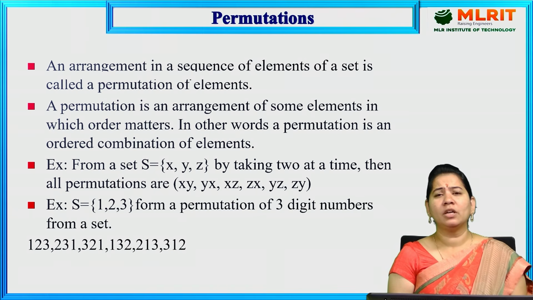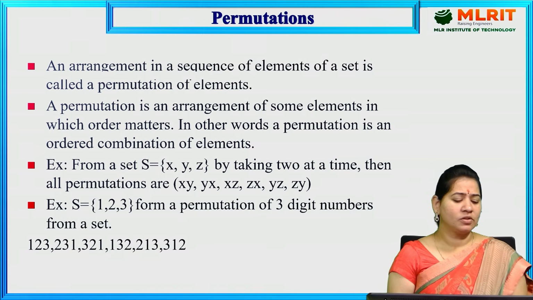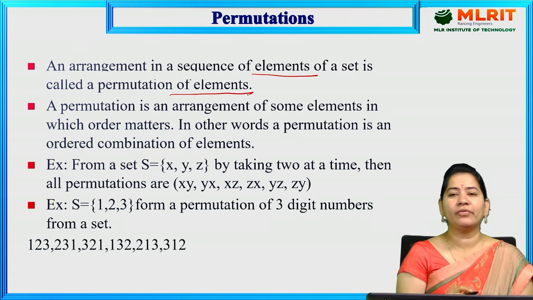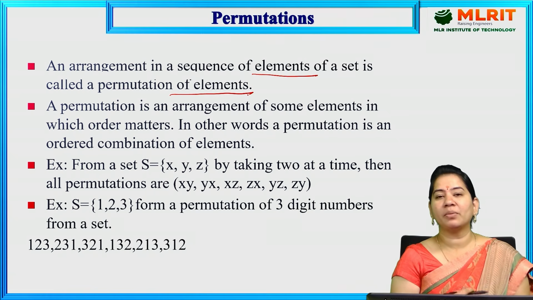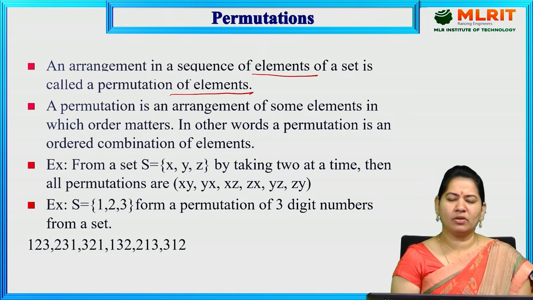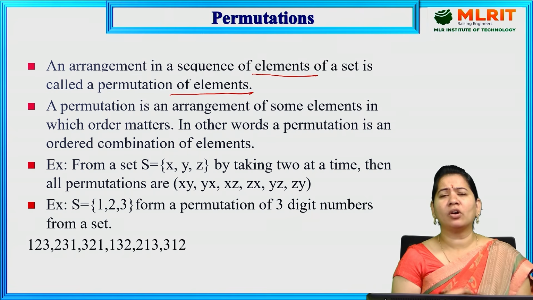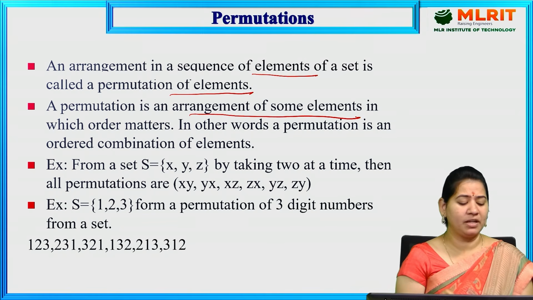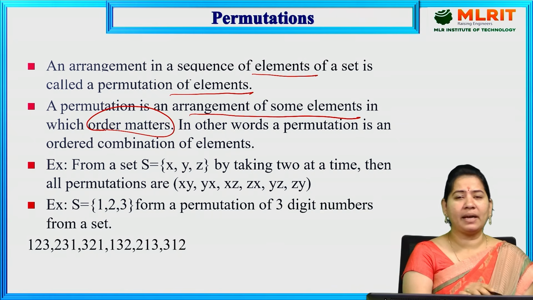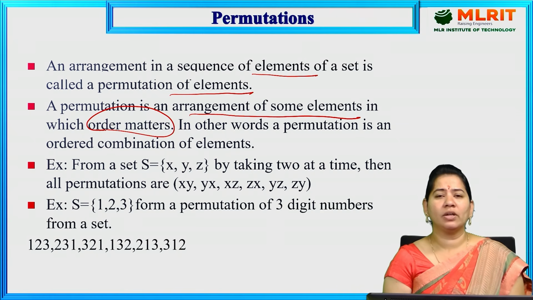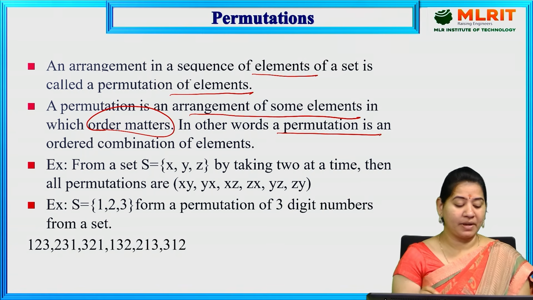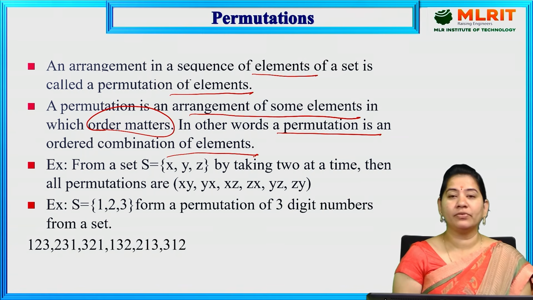So first of all, what is meant by a permutation? An arrangement in a sequence of elements of a set is called a permutation of elements. Basically, a permutation is nothing but the arrangement of objects, which means the order matters, in whichever way we arrange it. So a permutation is an ordered combination of elements.